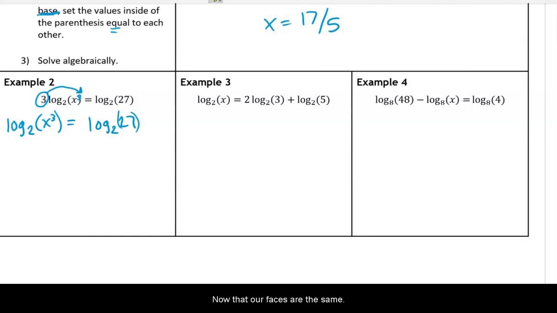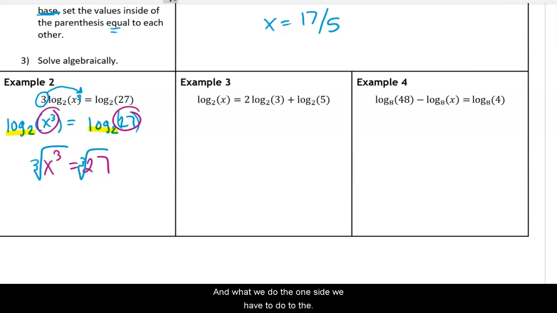Now that our bases are the same, we can go ahead and set those insides equal to each other. So x cubed equals 27. Now how do we solve for x if there's a cube on it? We cube root it. And what we do to one side, we have to do to the other. So now we have x equals the cube root of 27, which is 3.